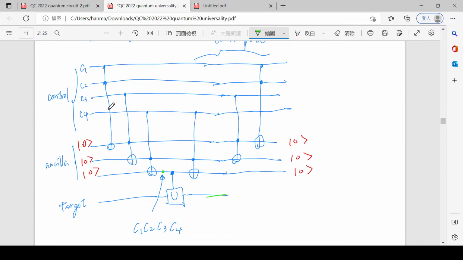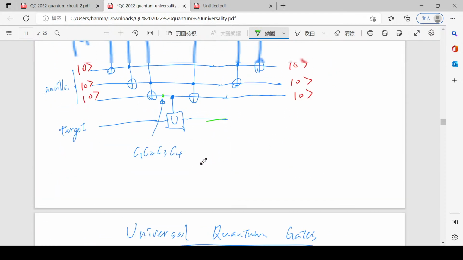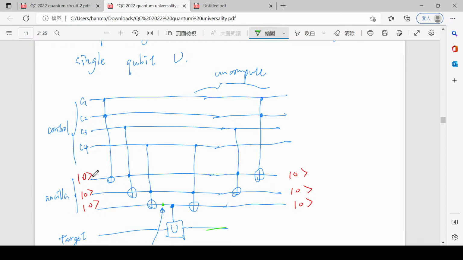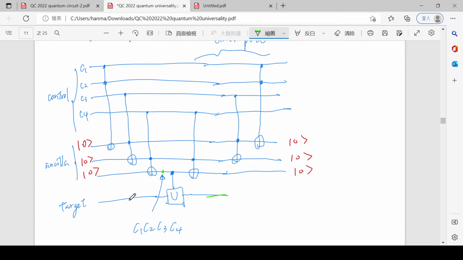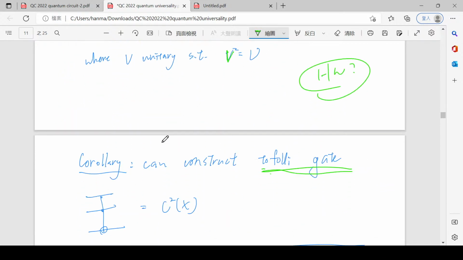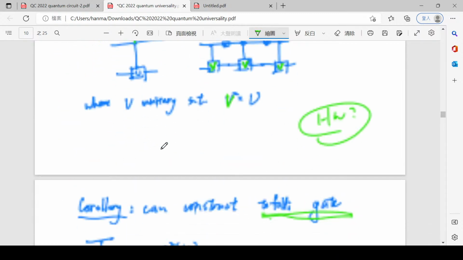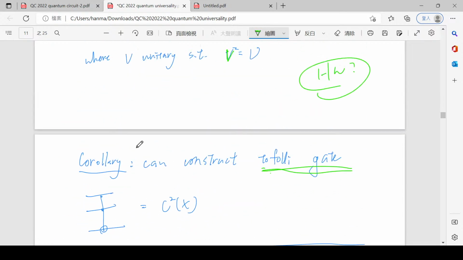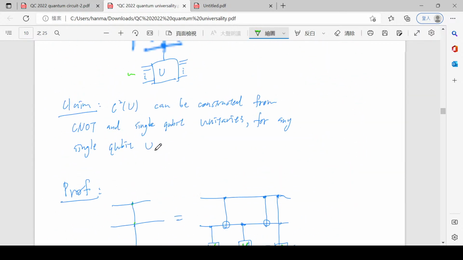So these ancillas are input with 0, 0, 0 and end up with 0, 0, 0. And what this whole thing is really equivalent to is a fully controlled U on your target qubit. Okay. Any questions? Okay. So we are pretty good on our schedule. So now we have arbitrary controlled single qubit unitary. And that's pretty cool.